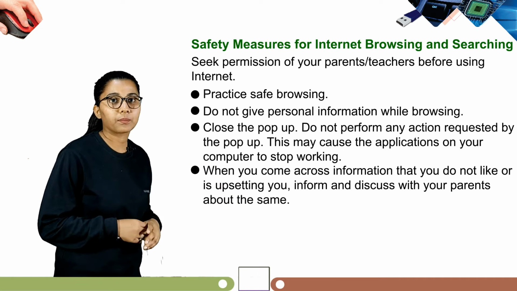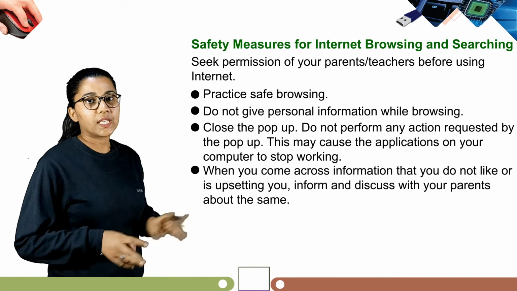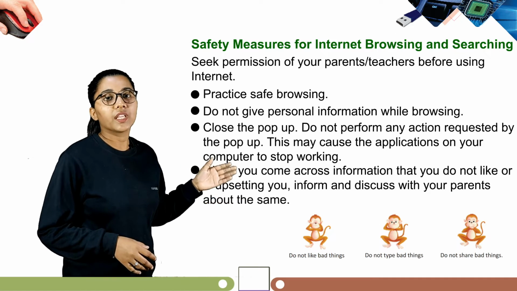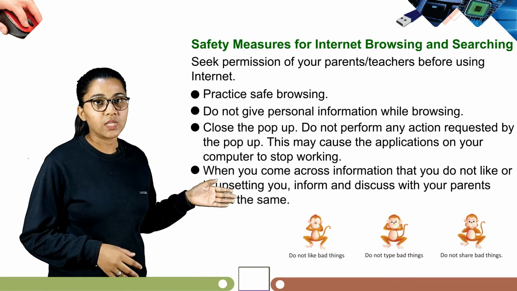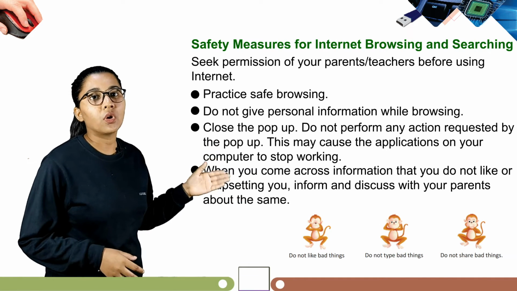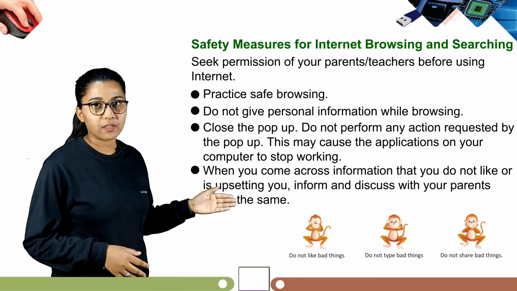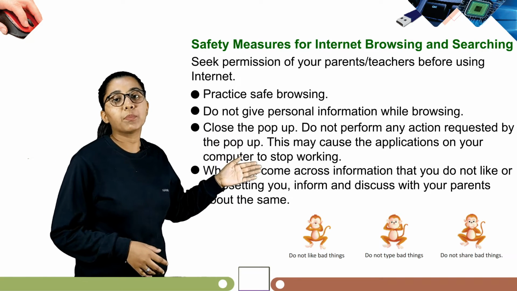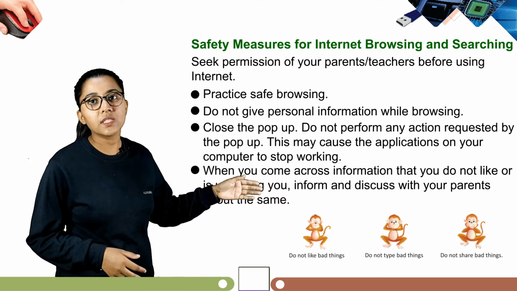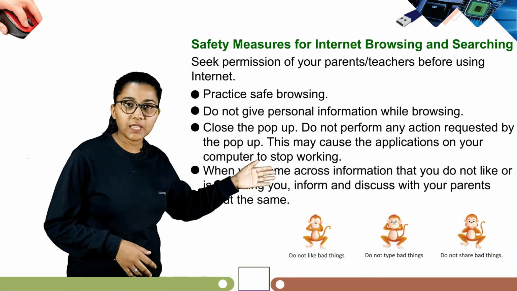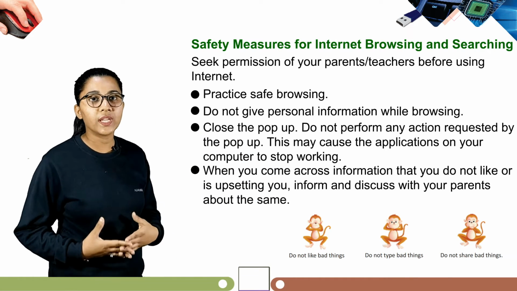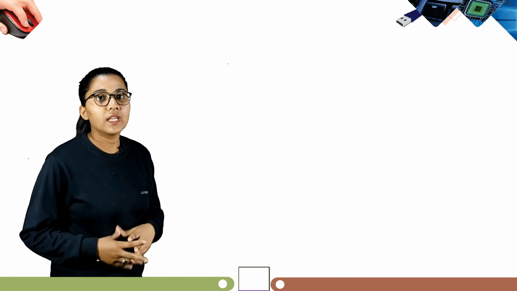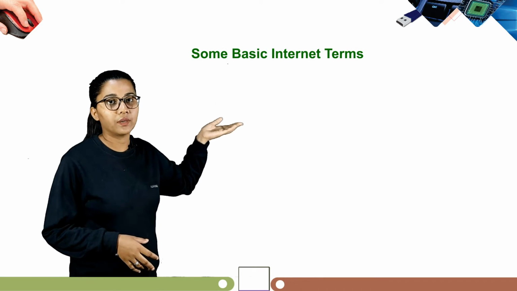When you come across information that you do not like or is upsetting you, inform and discuss with your parents about the same. So students, you can see here some instructions given to you for safe browsing. First, you should not look at bad things. The second one is you do not type bad things, and the third one is you do not share bad things.